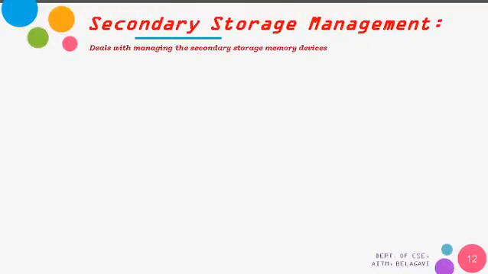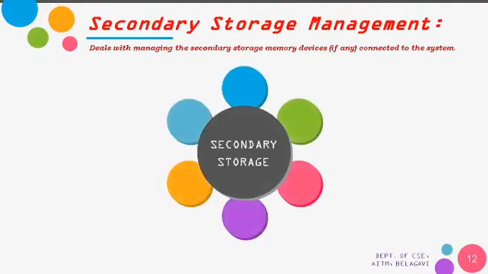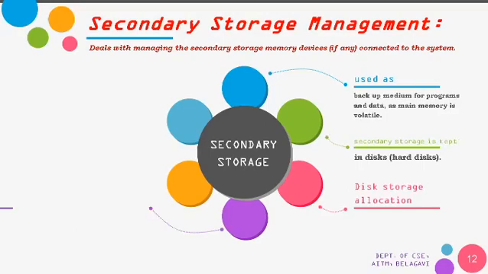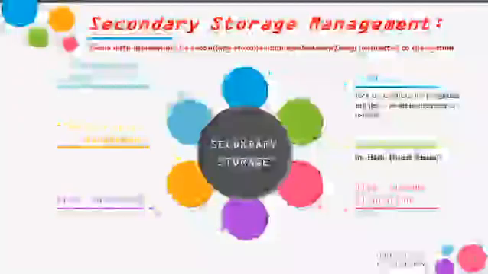Now going to secondary storage management. It deals with managing the secondary storage memory devices connected to the system, if any, and it is used as a backup medium for programs and data, as the main memory is volatile. Secondary storage is kept in a disk or hard disk. It covers disk storage allocation, disk scheduling, free disk space management, and managing the secondary storage. So secondary storage management deals with these tasks.